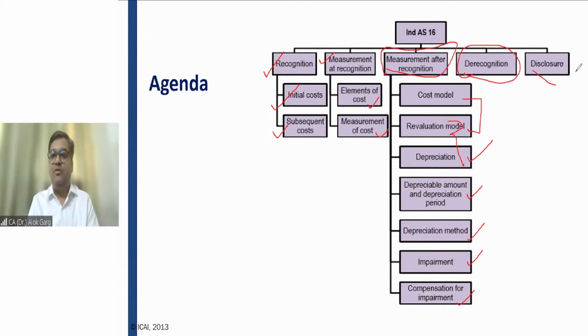Then there are some disclosure requirements which we are going to adhere to. So this is what we will learn in this standard as a structure. We'll cover this standard in 5 parts. One is recognition criteria, then measurement criteria, then measurement after recognition, then we will be talking about derecognition and disclosure. We'll be covering this in 5 parts.